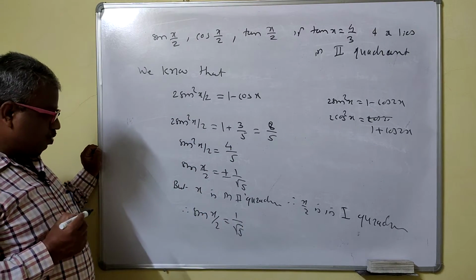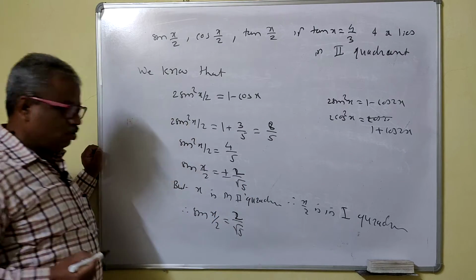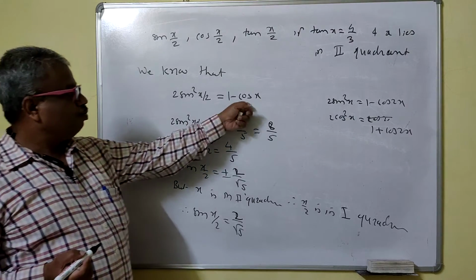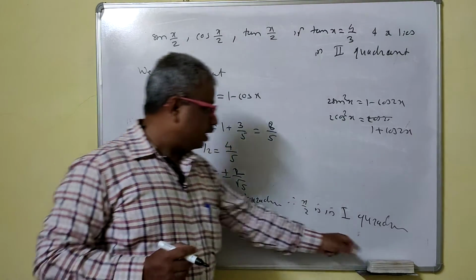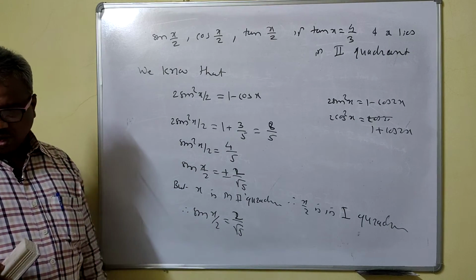Right? So 4 by 5 means this is 2 by 5. So X is positive. This is 2 by root 5. Okay, so this is correct now. So put the value of cos correctly now. Okay, so we get sin x by 2 is equal to 2 by root 5.